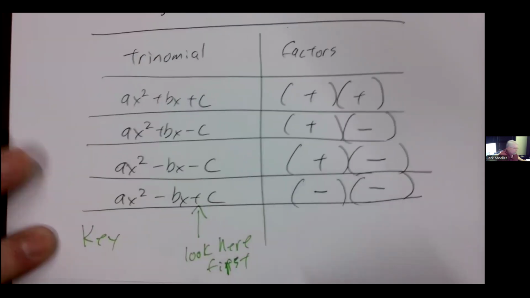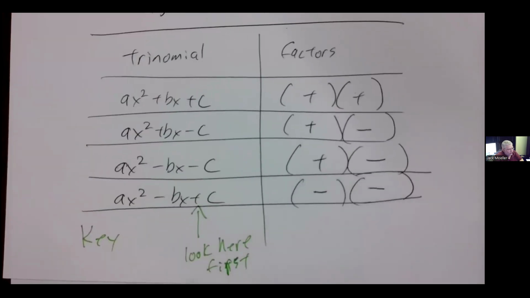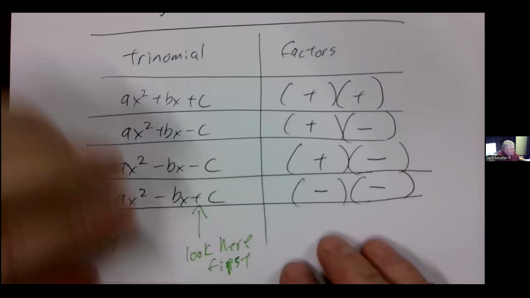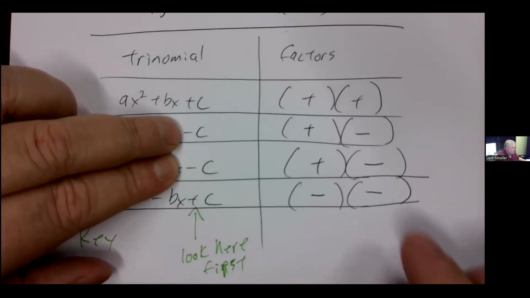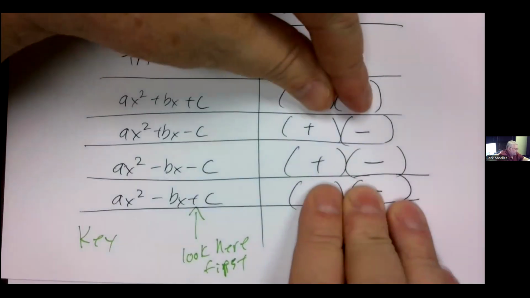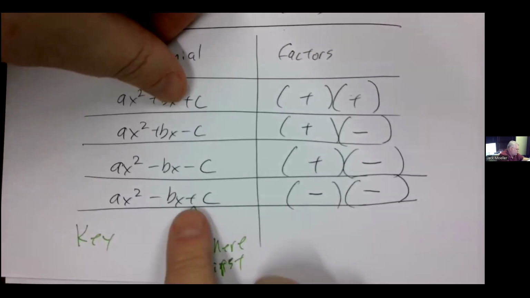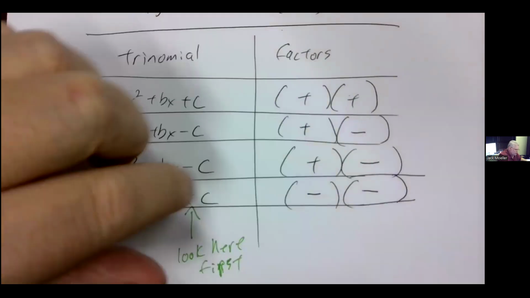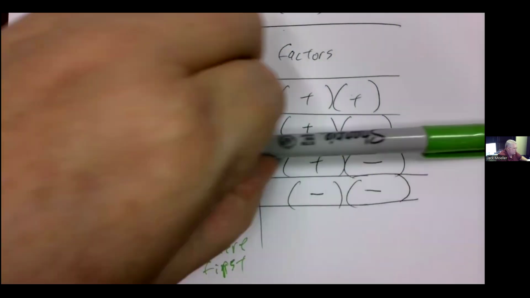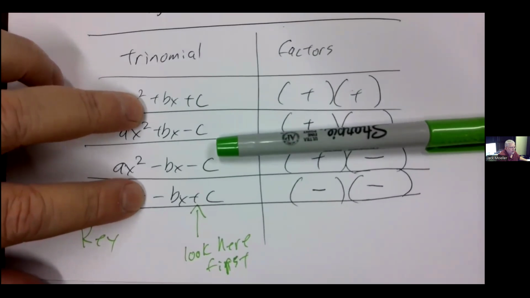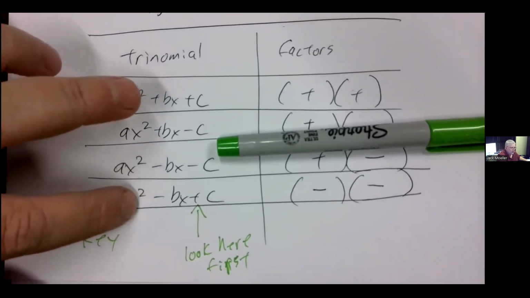Sorry for my penmanship. So if that third term, which most of the time is going to be a constant, sometimes we could have two variables in there, but whatever that third term is, as long as you're in descending order, if that third term is negative, the signs are different. If that third term is positive, then that tells you the signs are the same, either positive, positive, or negative, negative. Then you look at that middle sign to see if they're both positive or both negative.